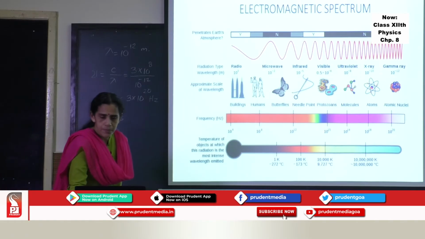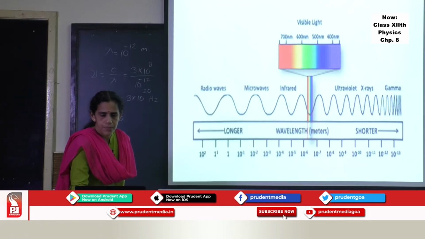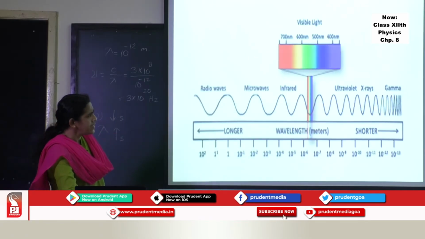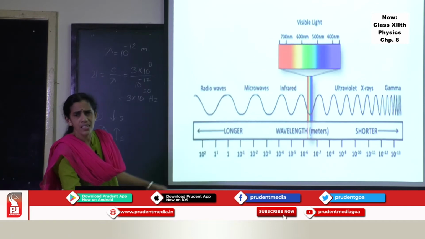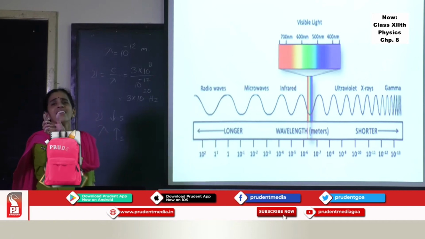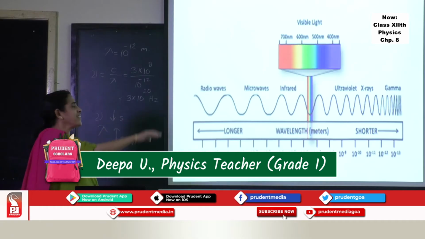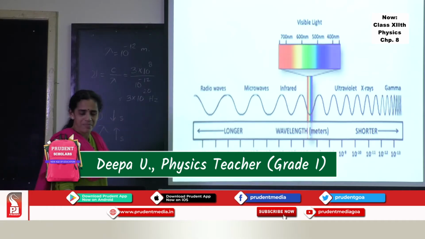This is another figure, and it is showing our visible light. It's such a small range of this full family, the full electromagnetic spectrum.